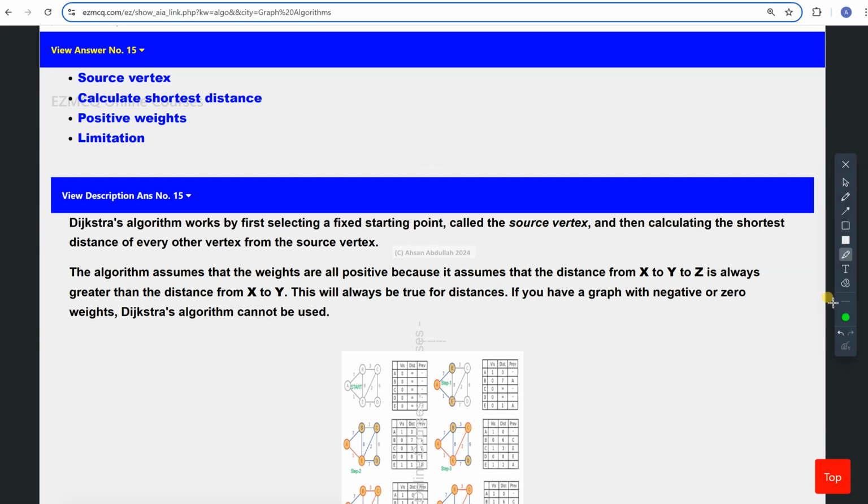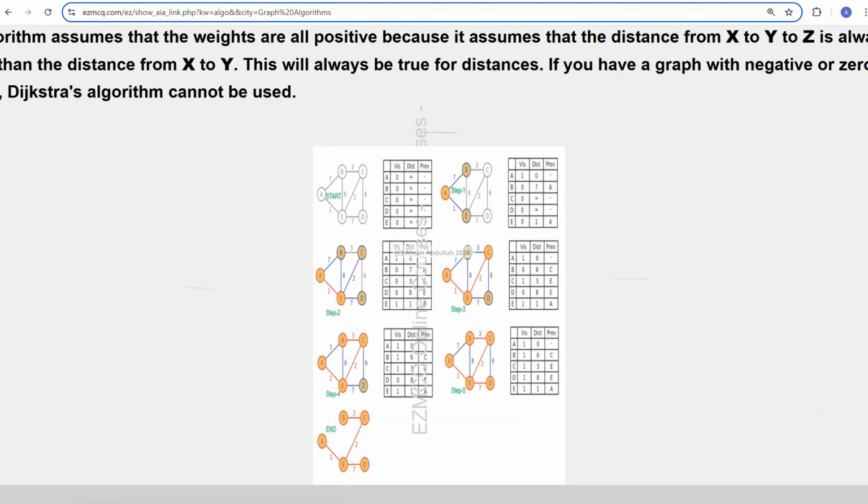So what is the criterion which I mentioned? So we start with the source vertex. This is the criterion. The algorithm assumes that the weights are all positive. Why is this assumed? Because the distance from x to y to z is always greater than the distance from x to y. So that is the underlying assumption. First is the positive weights, and based upon that assumption, the distance from x to y to z is always greater than the distance from x to y. This has to be true, but if the graph has negative or zero weights, then Dijkstra algorithm cannot be used. Okay, so let's look at the working of the Dijkstra algorithm through this example. So let me zoom in. All right.